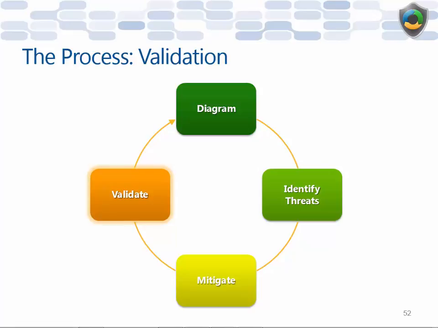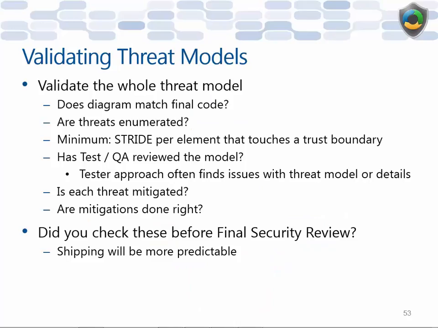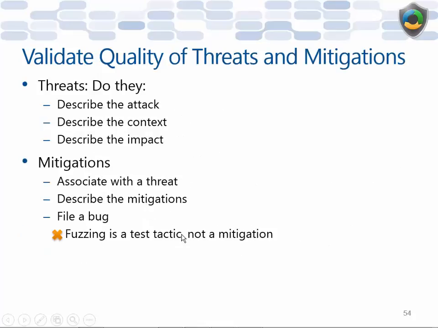Finally, we want to validate what we've done. As it says, we want to validate the entire threat model. Does this diagram match the final code? Have the threats been enumerated? Do we at least know what they are? Have we run STRIDE on it? Have we mitigated the threats, and have we mitigated them correctly? Did we go through this before we do a final security review? If we have, our shipping will be more predictable, our customer will be happier, and our reputation will be better and stronger.